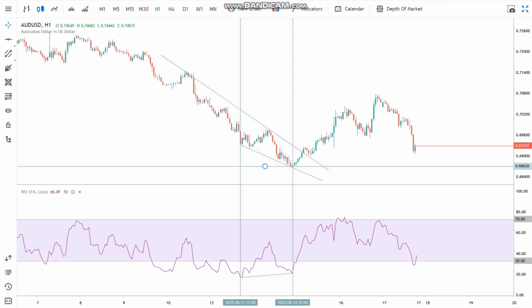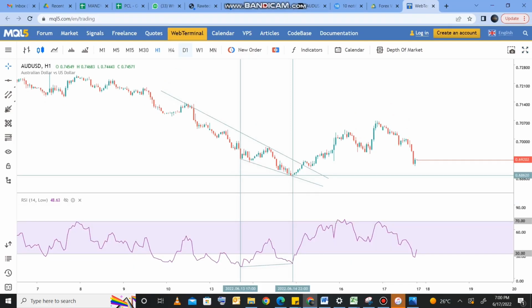It's coming back to this down level here. You see, that's why price is coming back to test again and then bounce off and go back to the upper side. Yeah, but let me show you something of a similar thing.